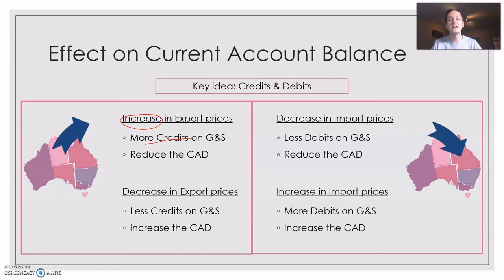And then finally, if there's an increase in import prices, so now we're having to pay more for those cars, well, that means there's going to be more debits on goods and services, which is more money leaving the country. And if there's more money leaving the country on the current account, that's going to result in a bigger current account deficit. So this key idea of credits and debits is really, really important, guys. More credits will actually reduce the CAD, whereas more debits will actually increase the CAD. If you're unsure about the credits and debits, then you have to go back to the current account modules because you just can't do this stuff unless you fully understand it.